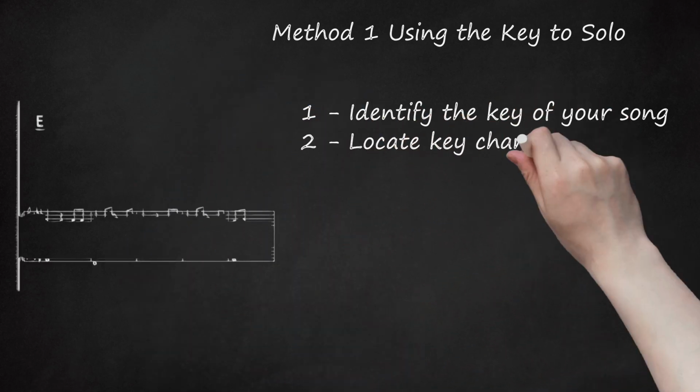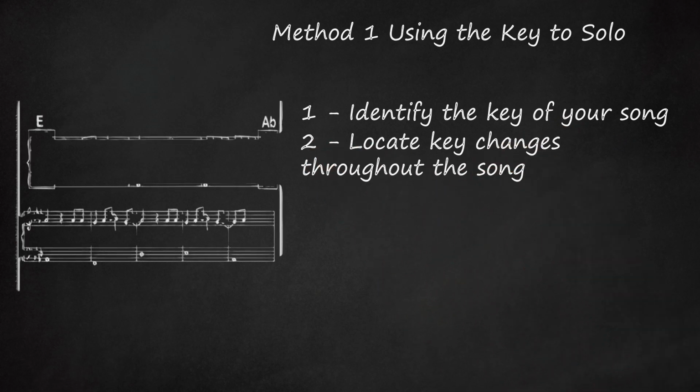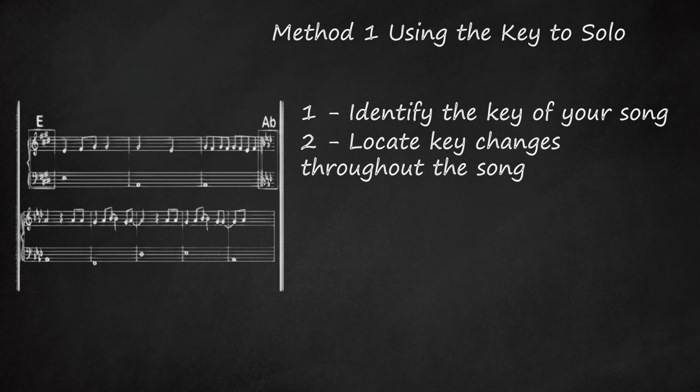2. Locate key changes throughout the song. Some songs change key at various points throughout the song. You'll need to account for these key changes while soloing by key. Scan each line of your music and look for a double bar line. This could be located toward the beginning, middle, or end of any line of music in your song.